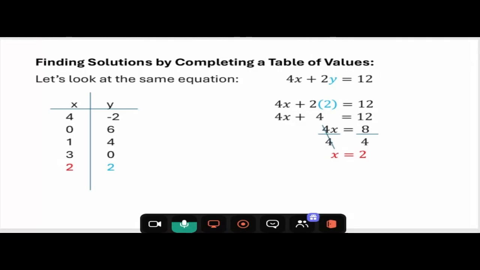Let's try that one too. Let's just double check. So I'm claiming that when both x and y are 2, then it makes the left side equal the right side. 4 times 2 is 8. 2 times 2 is 4. 8 plus 4, sure, is 12.